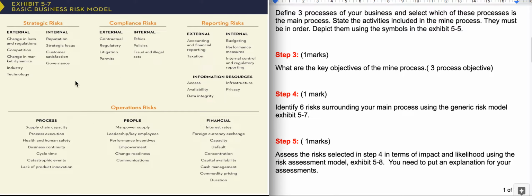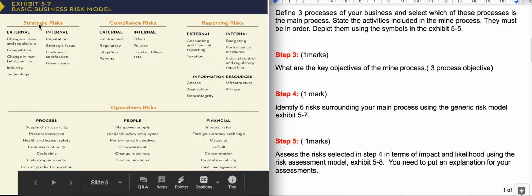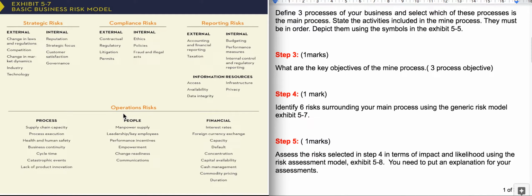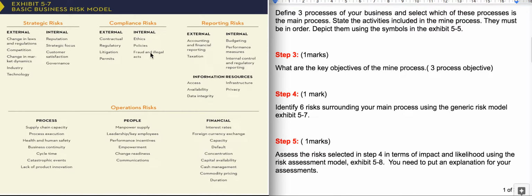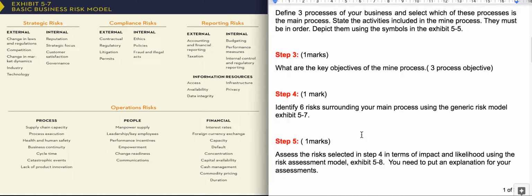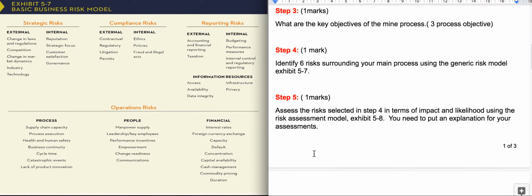So this module or this exhibit, you will not be able to use it. So you need to create something that is close to it, okay? Like you draw a schedule, and then you put strategic, compliance, reporting, operation. I don't need 6 in each of them. No, I need only 6 risks, whether they are here or here or here or here. So I only need 6 risks. And then you go through step 5.